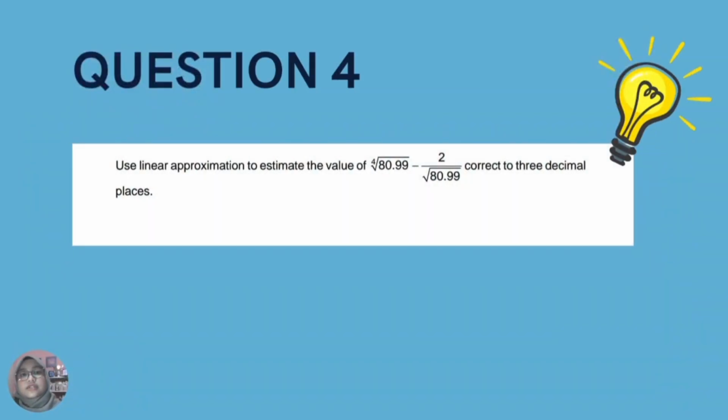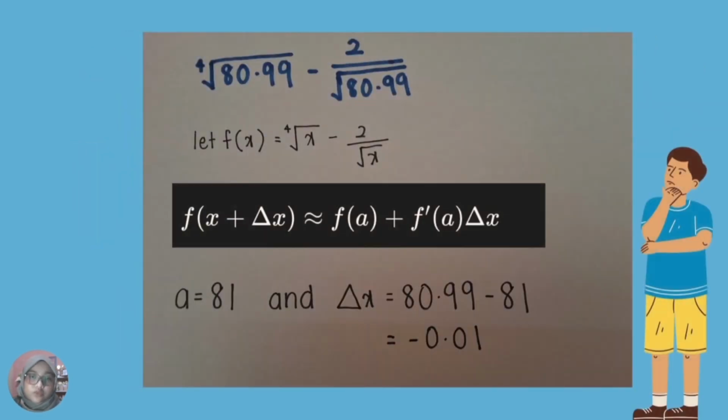So the last question is question 4. Use linear approximation to estimate the value of the fourth root of 18.99 minus 2 over the square root of 18.99, correct to 3 decimal places. So let's take a look at the calculation. Step 1, we need to find f(x). So let f(x) equal the fourth root of x minus 2 over the square root of x.